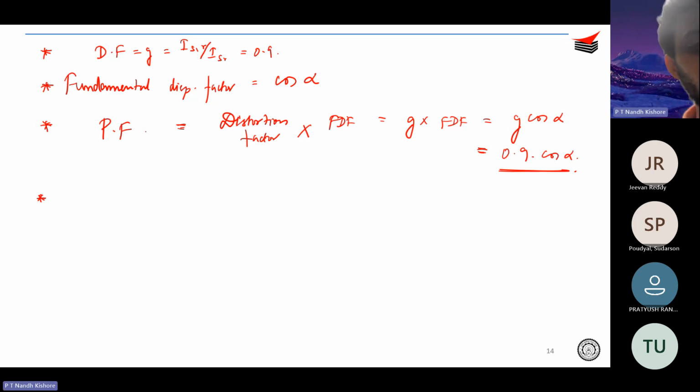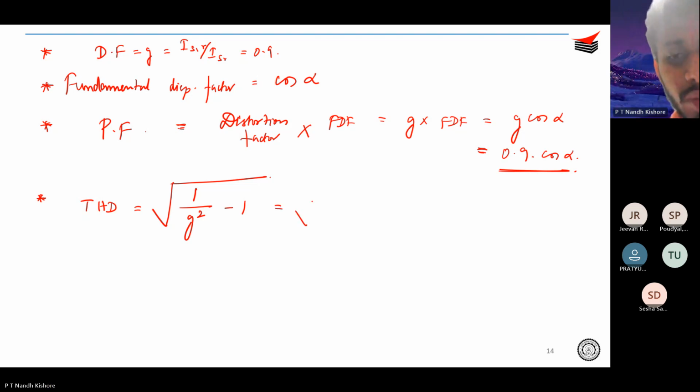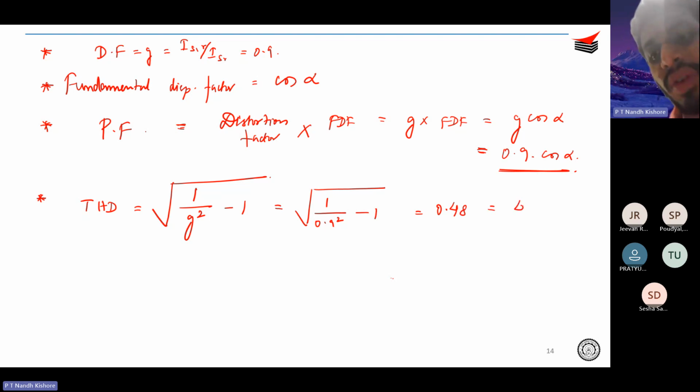So the next question was on THD. Again, THD can be obtained from my distortion factor, and the definition is square root of 1 by G square minus 1. So 1 by 0.9 the whole square minus 1, and you will end up with 0.48, which is 48%. So this is your THD.